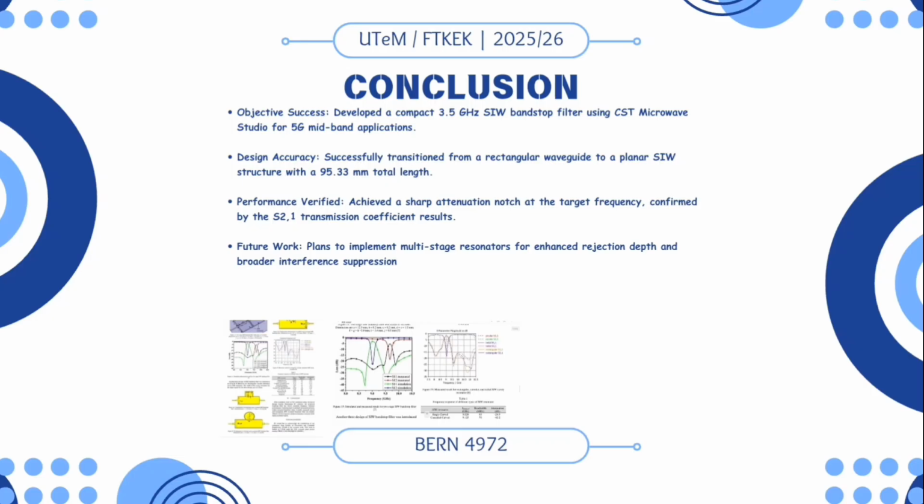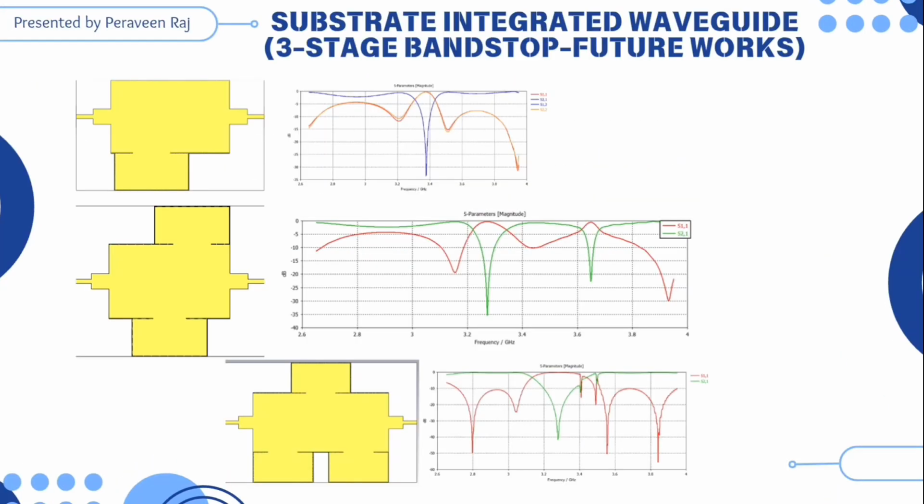To conclude, while this project successfully validates the 3.5 GHz SIW bandstop concept, there is significant room for expansion in PSM2. My future work is, firstly, I plan to transition from a single-stage to a 3-stage bandstop filter. By cascading multiple resonators, we can achieve a much deeper rejection level and a broader stop band to better protect the N78 spectrum from high power interference. Secondly, I will proceed to the fabrication phase using the FR4 substrate to verify the simulation results against real world hardware.